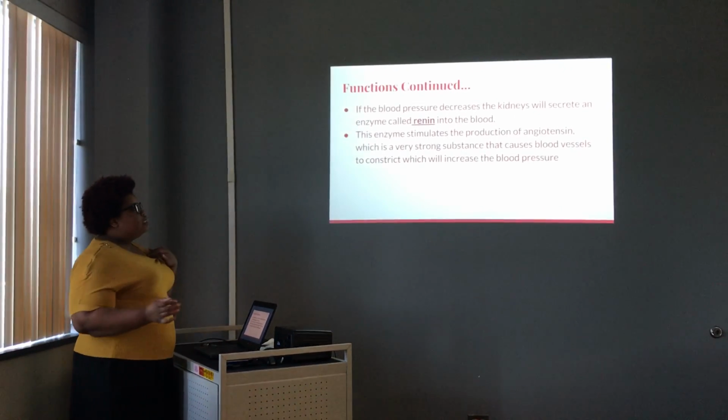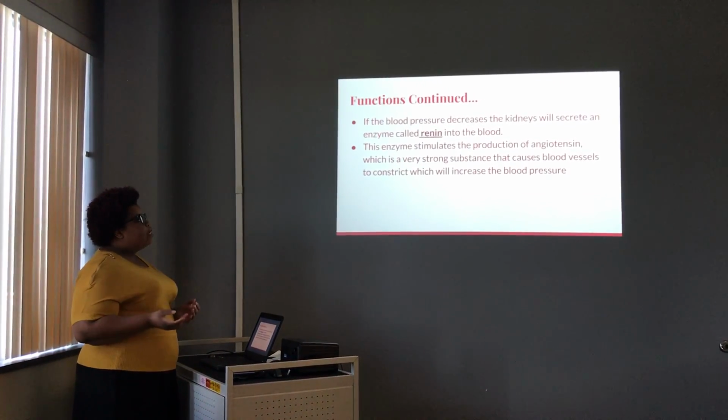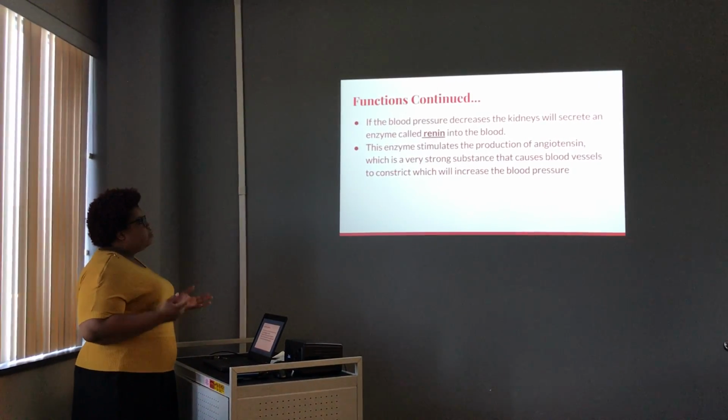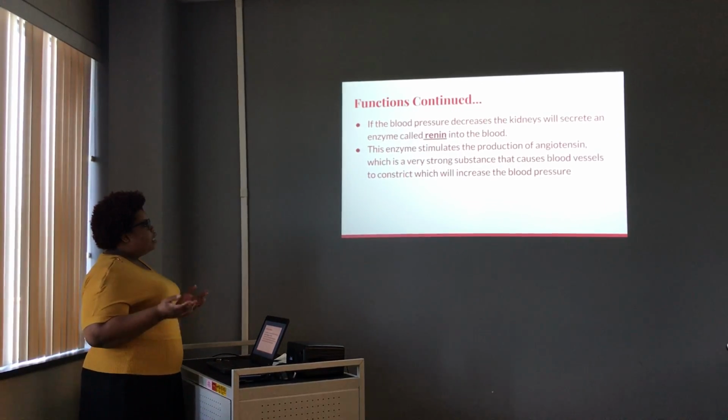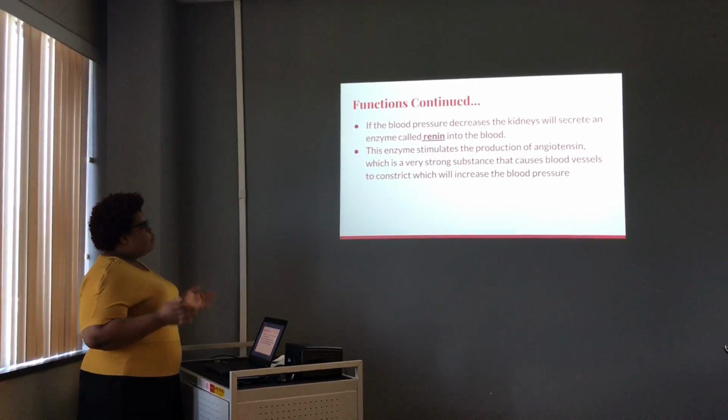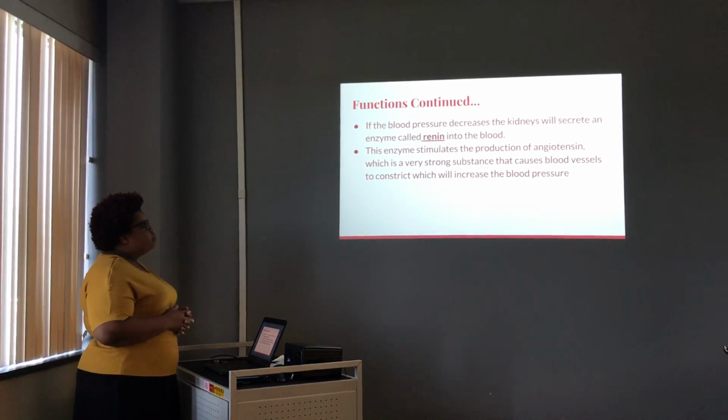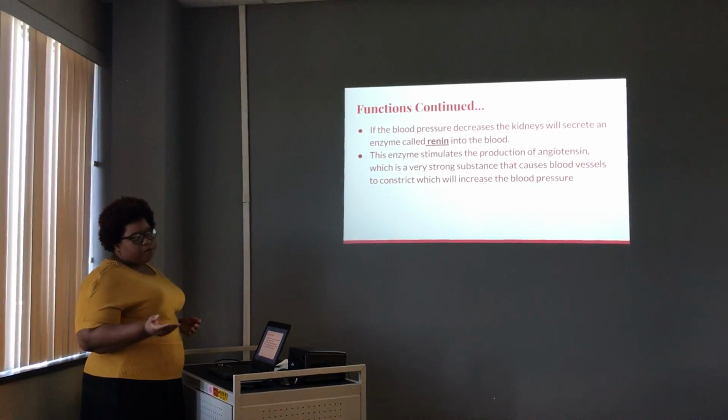If the blood pressure decreases, the kidneys will secrete an enzyme called renin into the blood. This enzyme stimulates the production of angiotensin, which is a very strong substance that causes blood vessels to constrict, which will increase the blood pressure.